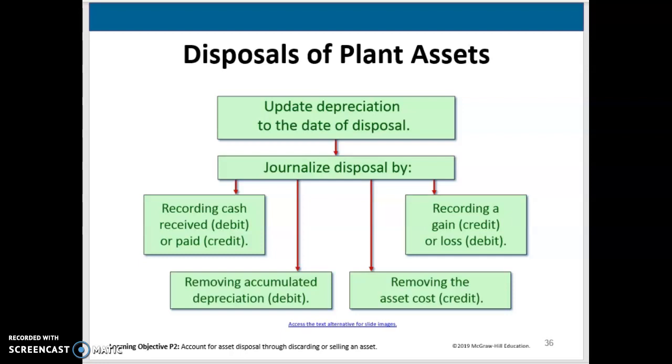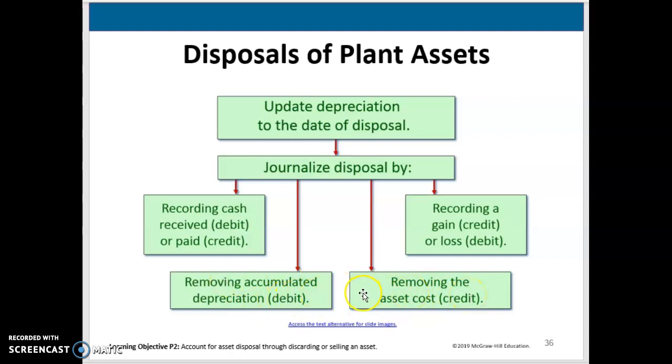So to dispose of an asset, we have a journal entry that we're going to be doing. The first part is to determine whether you're receiving cash or if you're paying out cash. And sometimes you might have to pay to get rid of an asset, so that is totally possible. The other part is we're going to have to look to see if we have a gain or a loss and record that. So those are things that are optional, that could happen in the situation. But anytime you're disposing of an asset, the middle two things, removing accumulated depreciation and removing the asset cost, are going to be what we're going to do every time.